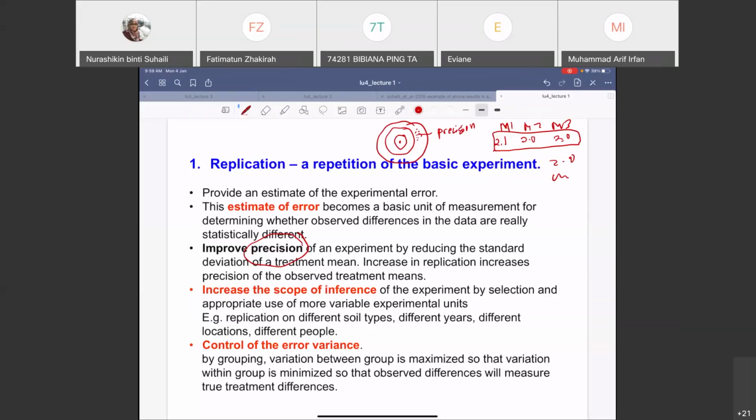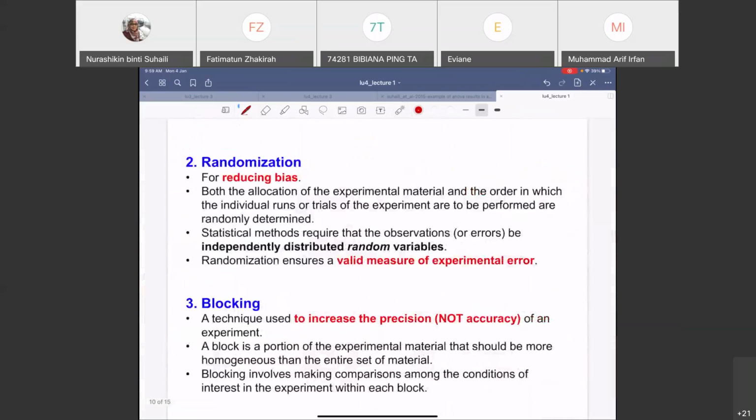And of course, errors must be calculated when you have replication. Errors are the standard deviation, the difference and deviation. Randomization for reducing bias. Okay, I've talked about it. To reduce the bias so that your data is fair. You can say it represents all, the whole picture about that particular sample.